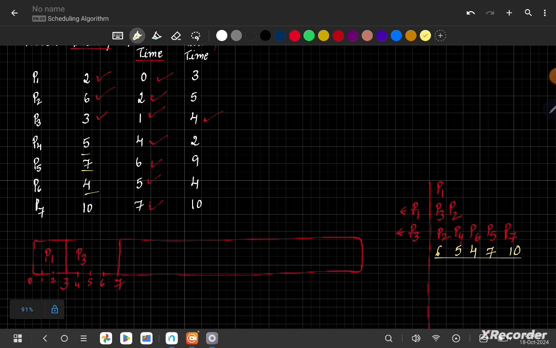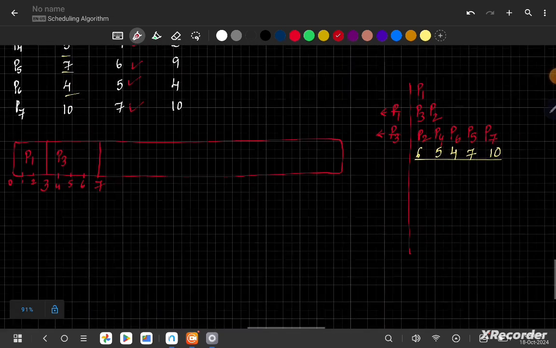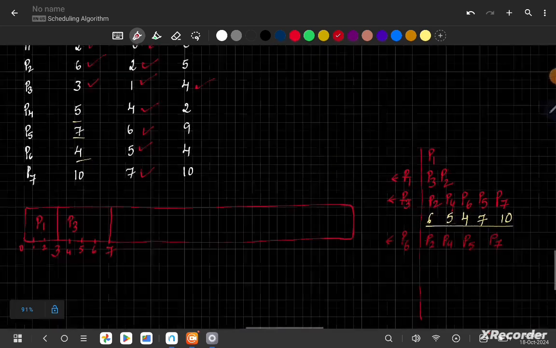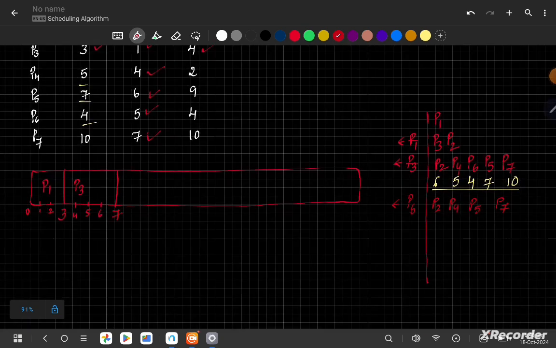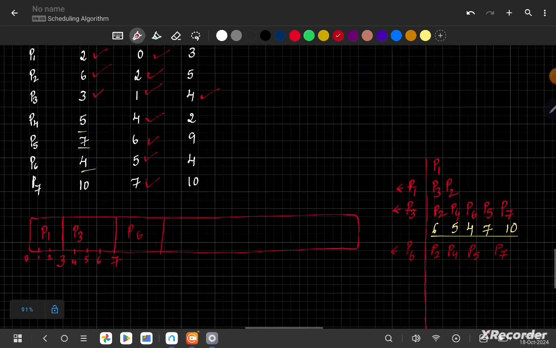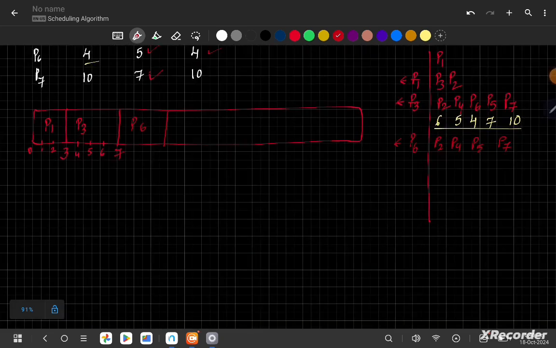Which has the lowest number? P6 has the lowest number, so I'll be giving the CPU to P6 now. P6 will go, P2 remains, P4 remains, P5 remains, and P7 remains. Now all the processes have arrived, so you don't have to look for any other process. P6 has a burst time of 4. So 7 plus 4 is 11.